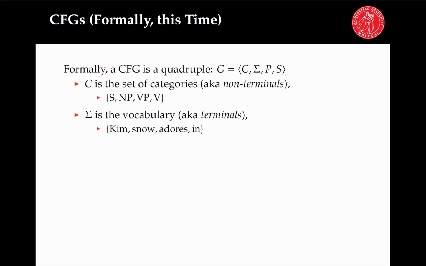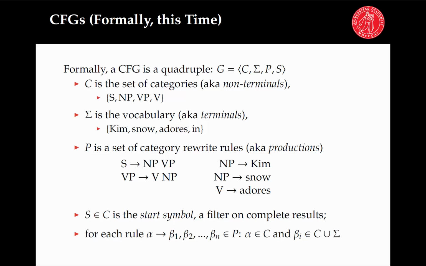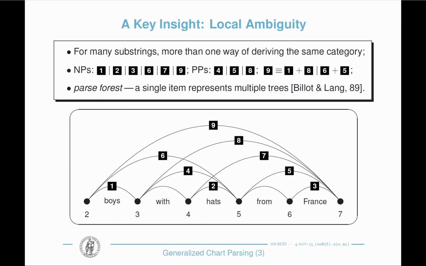performance. So very briefly, refreshing terminology. Context-free grammar is a quadruple. We have the non-terminals C or categories, the terminals or vocabulary. We have the productions or rewrite rules, and we have the start symbol. And generally we say the productions can have the form one non-terminal alpha element C rewrites as any sequence of beta 1 to beta n from the union of C and sigma, which in principle could also be the empty sequence here. So this is the general form of context-free grammar.